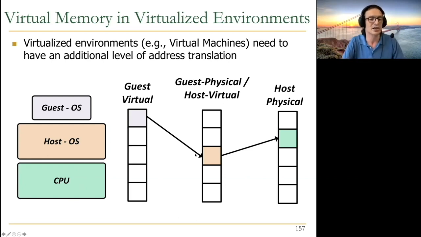And this leads to a lot more memory accesses, basically. I'm not going to go over it, but it's a lot of memory accesses. And existing hardware, x86 hardware for sure, provides support for directly translating from the guest virtual address to the host physical address, while trying to avoid as much as possible this indirection level. So that's a direct support for virtualized systems.